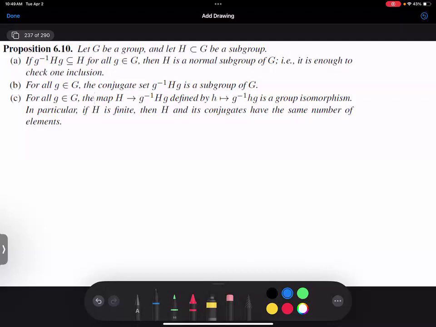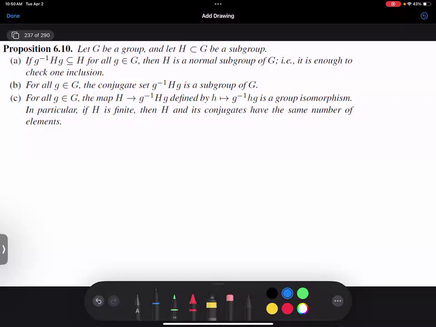Okay, so proposition 6.10. G is a group, H is a subgroup. A: if g inverse H g is contained in H for all g in G, then H is a normal subgroup of G. So it's enough to check one inclusion. We just did that. This is just isolating this into a proposition so that if you're ever doing an exam or a homework problem, you can say by 6.10A, it's enough to just do one direction.